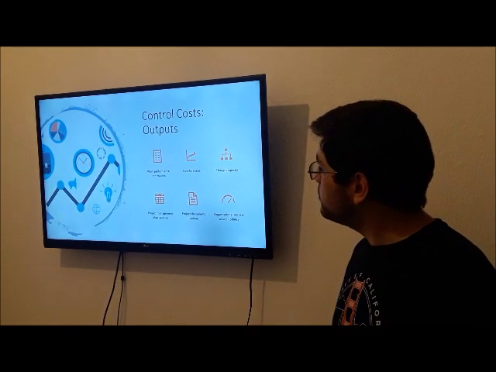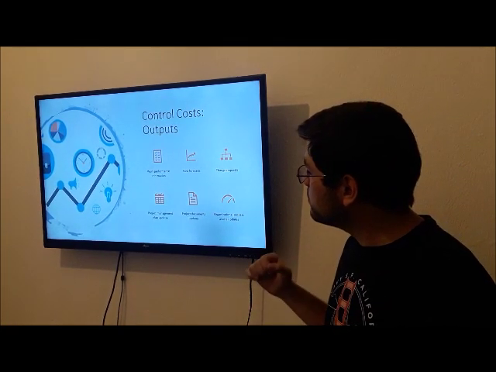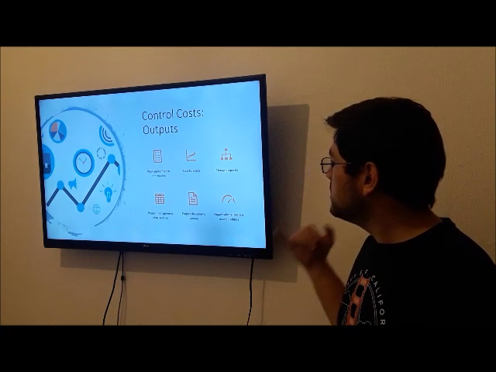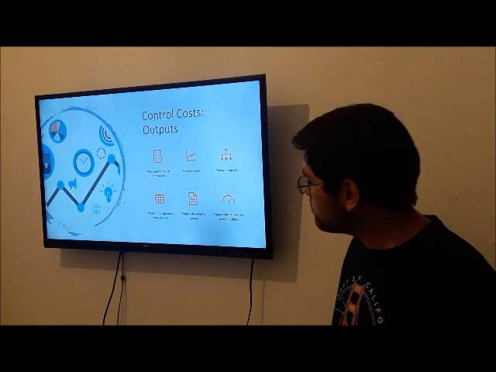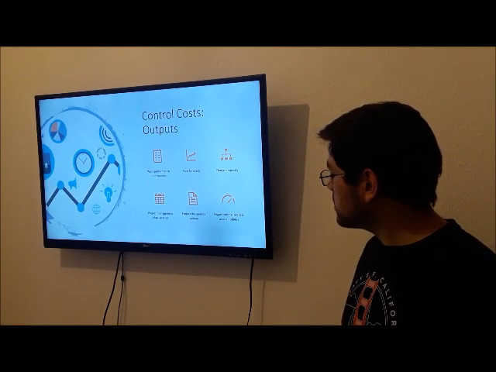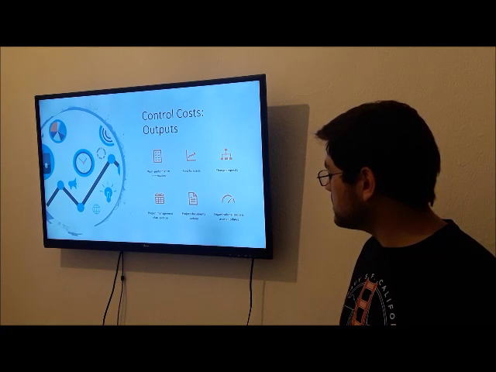In control cost outputs, we're going to have work performance information, cost forecasting, change request, project management plan updates, project document updates, organizational process assets updates.